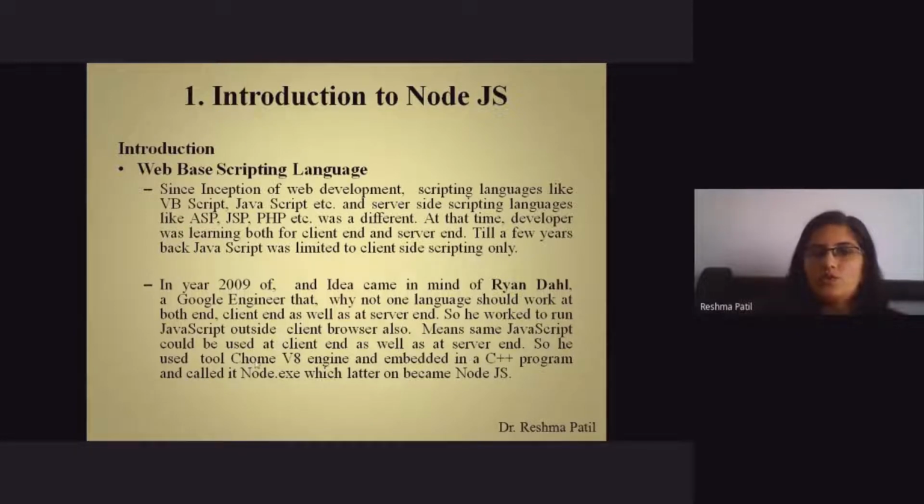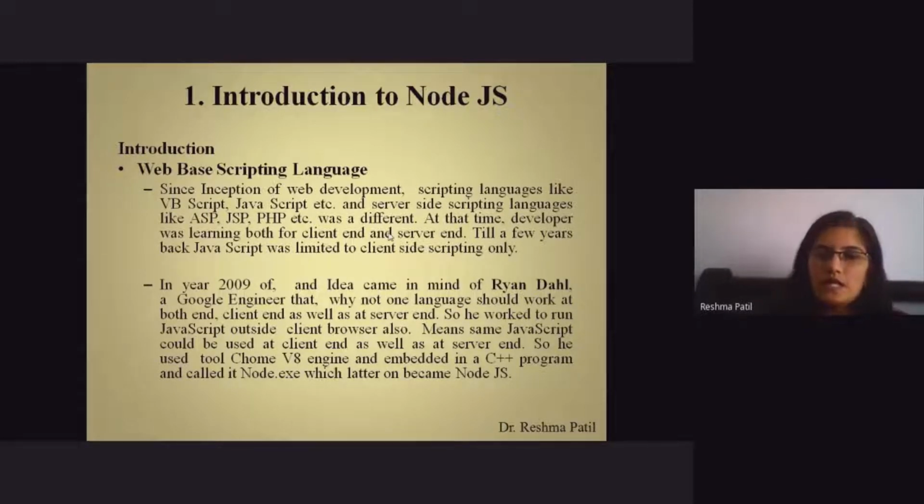So he used the tool Chrome V8 engine. This is the Chrome V8 engine that is now used by Node.js to execute server side code. He used the Chrome V8 engine and embedded a C++ program into this engine that is called Node.exe, which later became Node.js. So understood this part, how Node.js came into existence?